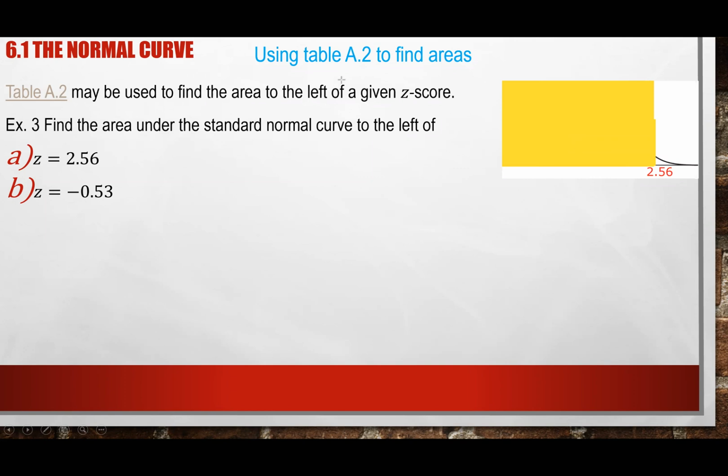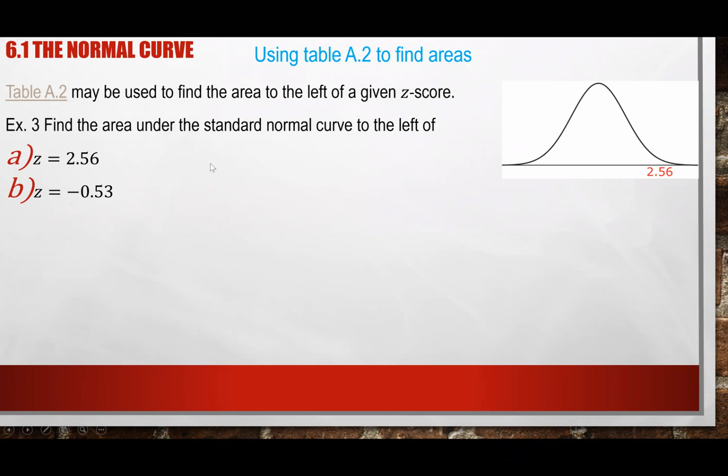So this is what I hope you will do from here on out: sketch your standard normal and shade the region you're looking for. You shade to the left if they ask you for the left, you shade to the right if they ask you for the right, and you shade in the middle if they ask you for in between. Okay, so in this case, this is what we have. And now, how would we go and find this answer?